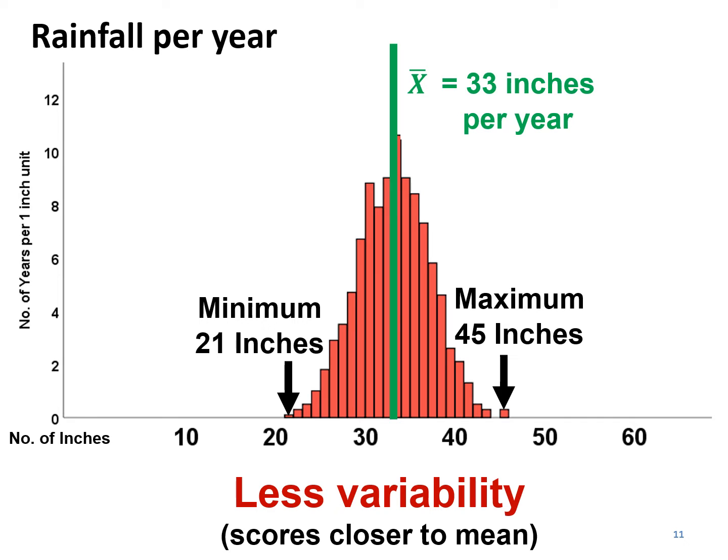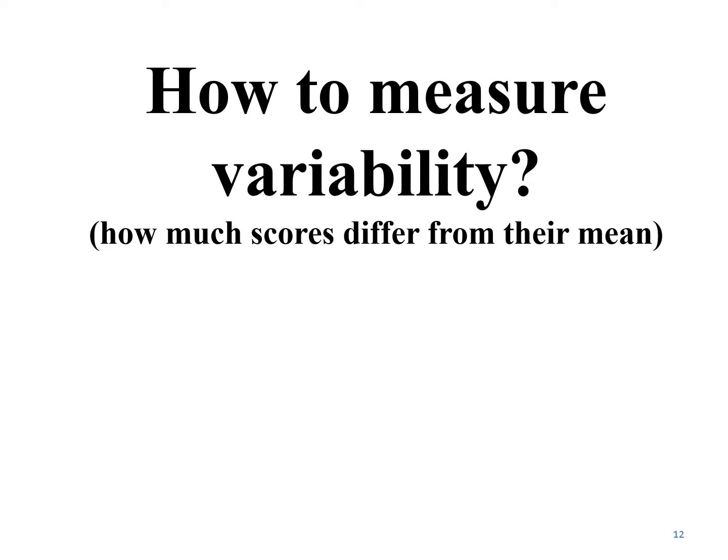We say that this distribution has less variability. On average, the scores are closer to the average. They're not spread out as much. The histogram is narrower. So, as these examples show, even if two distributions have the same mean, they can still differ in an important way, their variability. The question is, how can we measure variability? That is, how do we measure how much scores in a distribution differ from their mean?